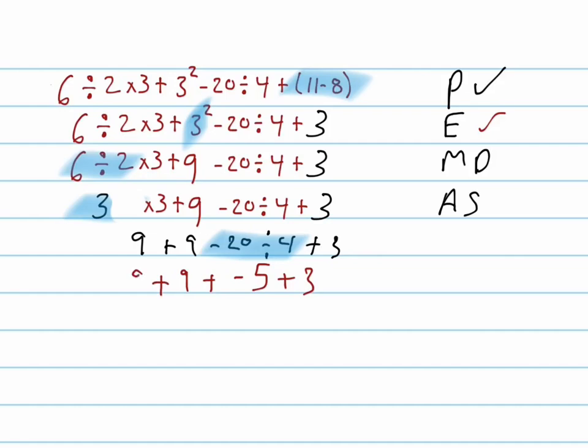Now we just go left to right. We've checked off multiplication, division, and you're just going to add. So, you could do that 18, then it's going to be minus 5, or negative 5, but they mean the same thing. So 18 minus 5, I'm going to do this all in one step. 18 minus 5 is 13, plus 3 will be 16, and there's your final answer.